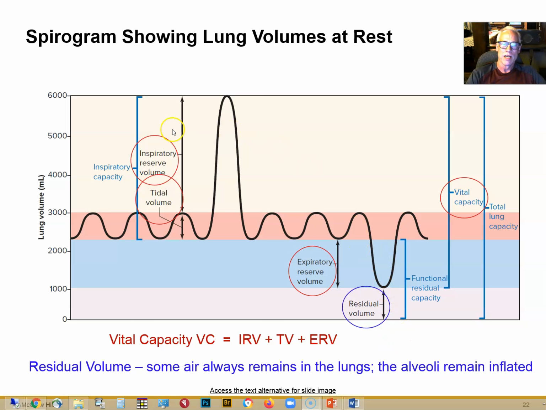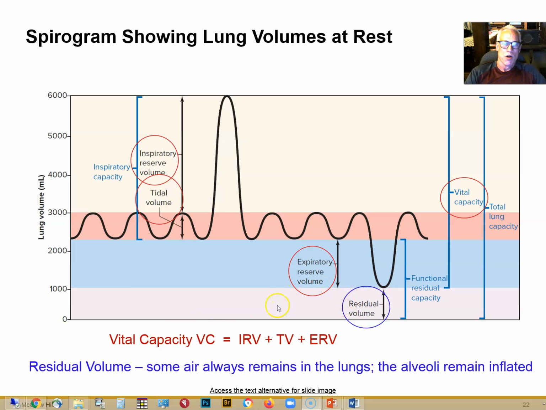And if you add those three together, inspiratory reserve, the tidal volume, and the expiratory reserve volume, that's called the vital capacity. It's the total volume of air that you can forcibly control voluntarily. It's the difference between a maximal inspiration and a maximal expiration. That has some value clinically diagnostically, and we'll see in a bit.